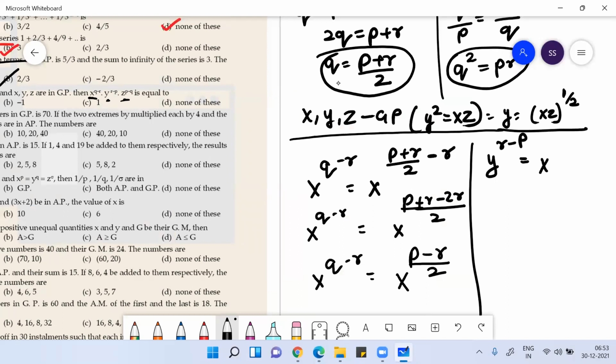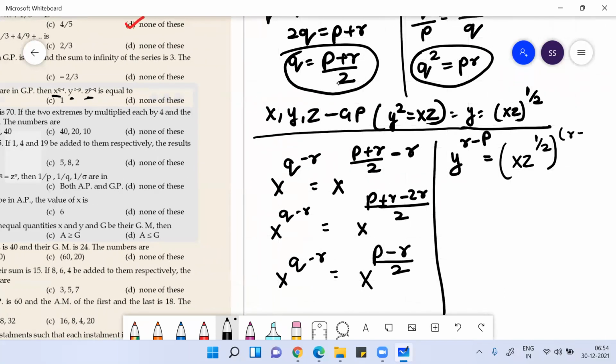y is equal to xz to the power 1 by 2. So y square is equal to xz, so y is equal to xz to the power 1 by 2. So y to the power r minus p: in place of y, I can write xz to the power 1 by 2, and this is r minus p. So you can write y to the power r minus p is equal to xz to the power r minus p by 2.